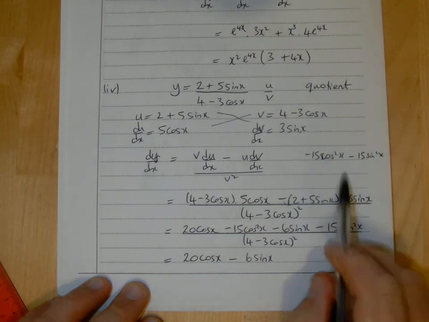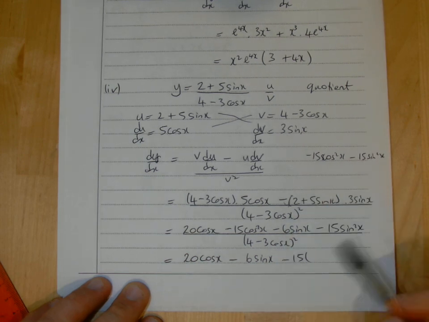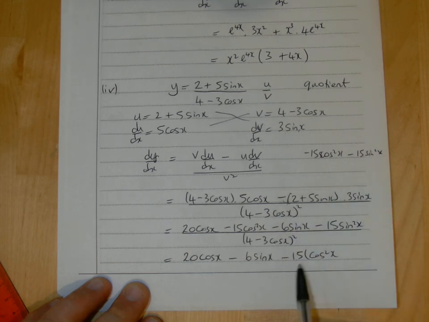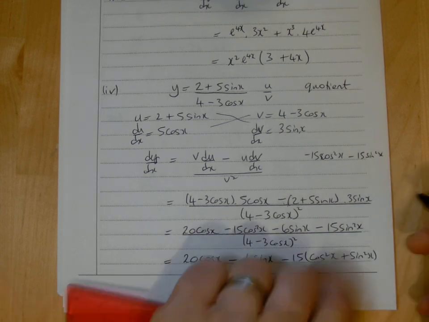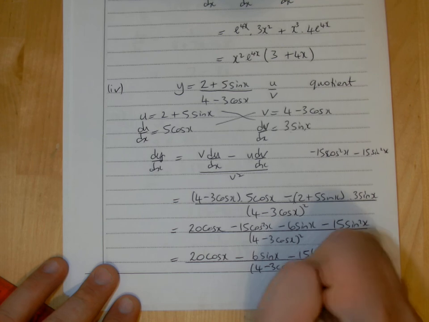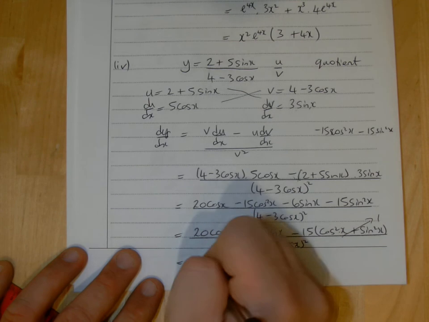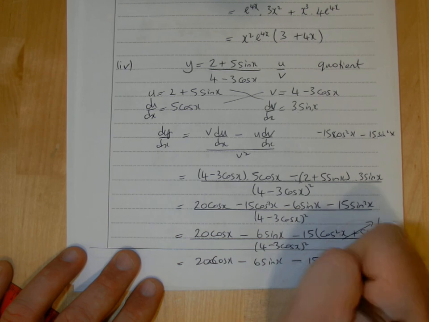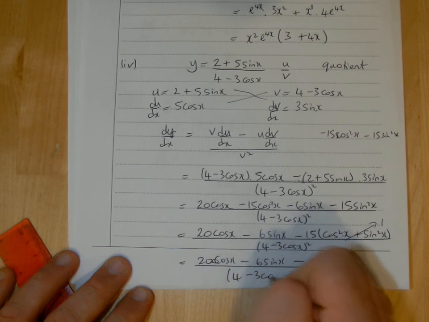And if I factorize them, you'll notice minus 15 is a common factor. So if I put minus 15 here and then a bracket, what am I timesing by minus 15 to get that? Well, it'll be cos squared x. What am I timesing by minus 15 to get that? Well, it'll be plus sin squared x. And of course then, I hope you can see what's going on, because cos squared x plus sin squared x is just 1. So you get your final answer, 20 cos x minus 6 sin x minus 15, so that comes to 1 over there, your bracket squared on the bottom, and that's as simplified as it can be.